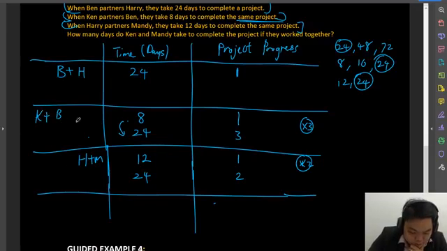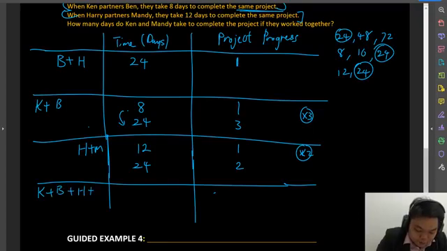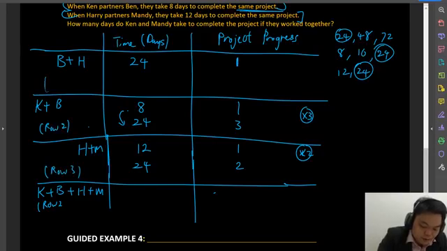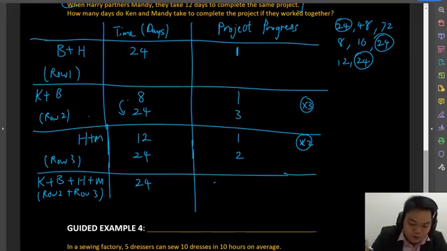First of all, I will combine the second row and the third row. If I were to do this, I would obtain everyone. Correct? How was this obtained? I take row 2 plus row 3, maybe let me call this row 2, row 3, row 1. By adding these two together, we can obtain everyone working together. So we can say that in that same 24 days that all of them are working together, they will be producing 3 plus 2, 5 projects.